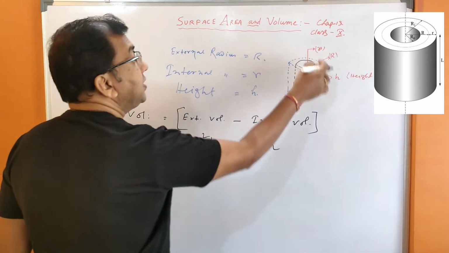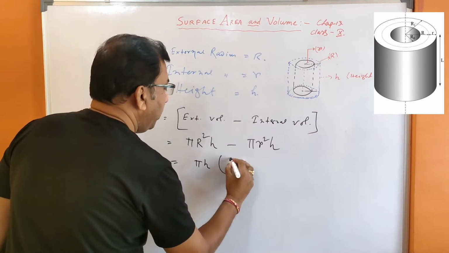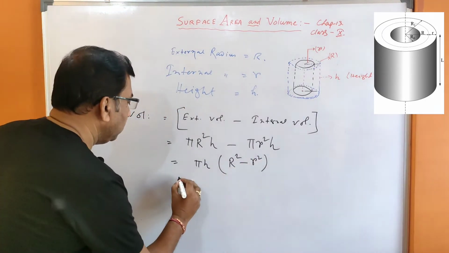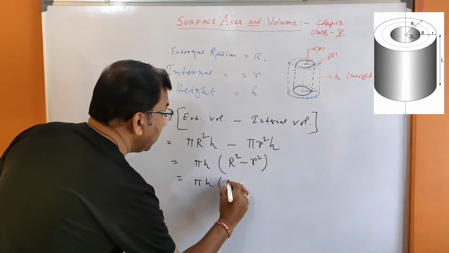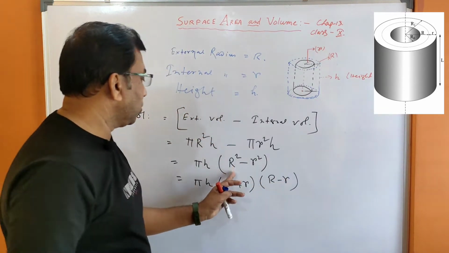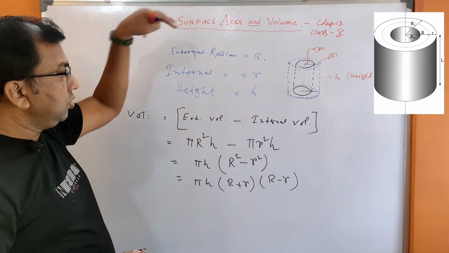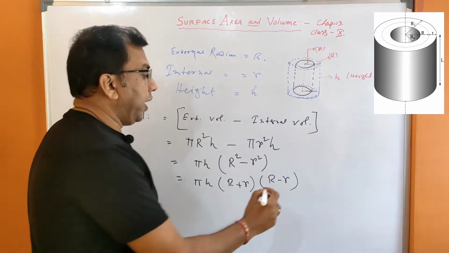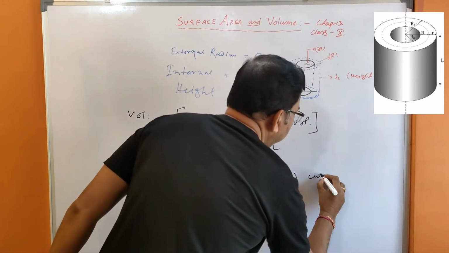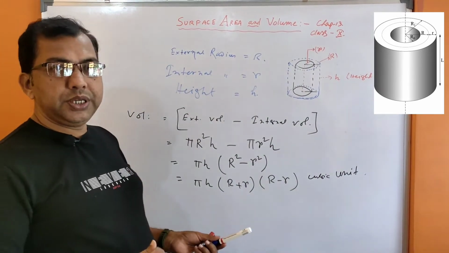From here the height is the same, so pi h is common, so it will be R square minus r square. Clear? So pi h (R plus r)(R minus r), since a square minus b square is (a plus b)(a minus b). Clear? So this is the volume of the hollow cylinder. Volume is in cubic units, in case of area it is square units. It is centimeter, cubic centimeter, meter, cubic meter.